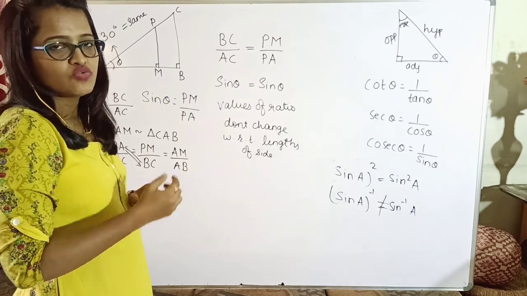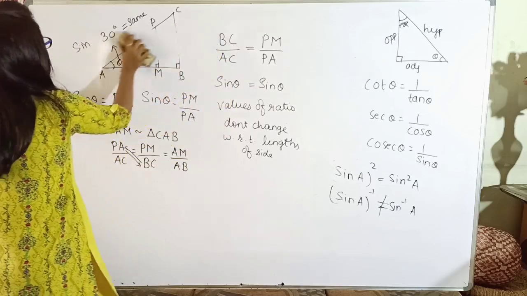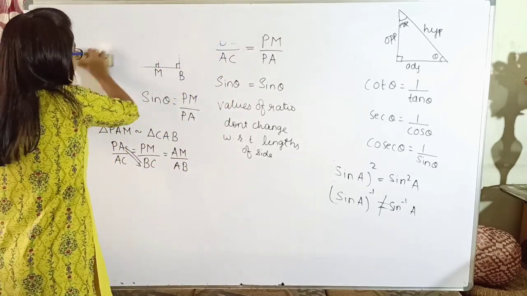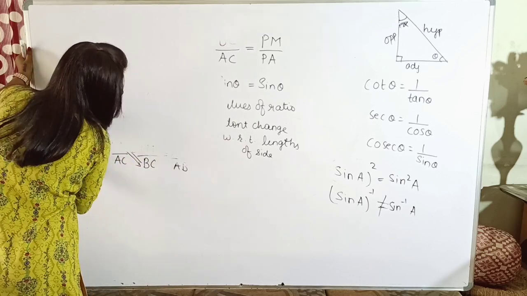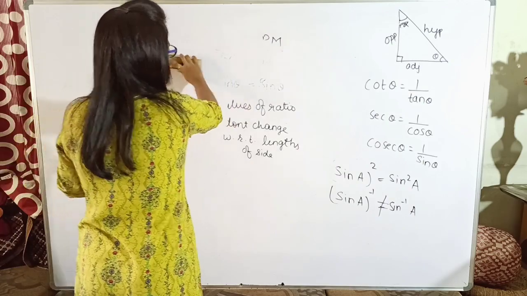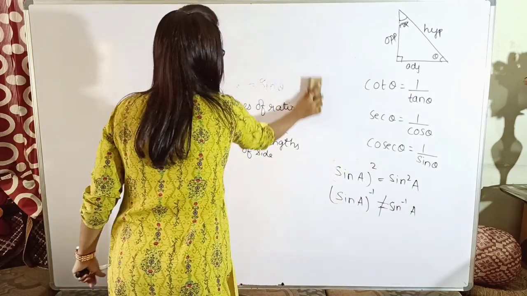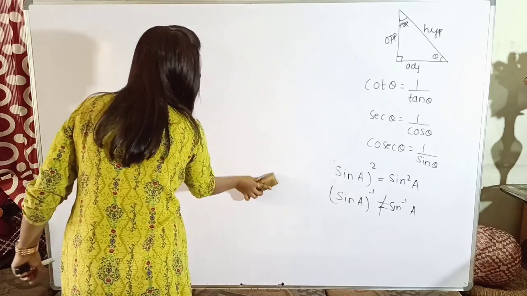So what is sine? Opposite upon hypotenuse. What is cos? Adjacent upon hypotenuse. Tan is opposite upon adjacent, whereas cot is adjacent upon opposite. Sec is hypotenuse upon adjacent, and cosec is hypotenuse upon opposite. Now we know these ratios which we have seen with respect to the triangle, isn't it?